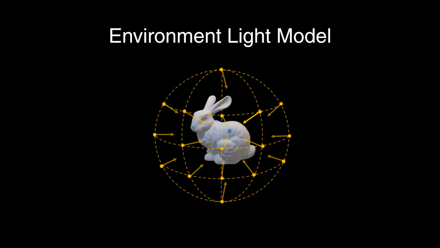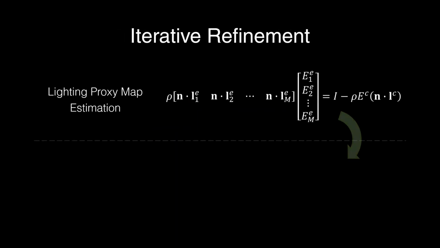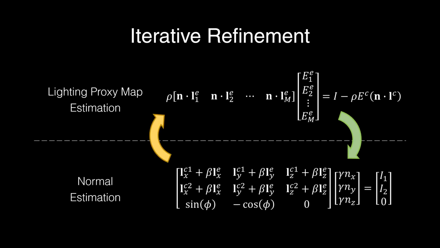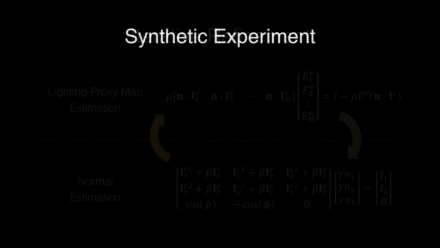For each surface point, we integrate the light intensity from all directions. We then compare the model with the observed image to solve the light intensity of each sampled point on the hemisphere. We then iteratively refine the lighting proxy map and the surface normal estimations by fixing one set and solving for the other. We first evaluate our method with synthetic data.